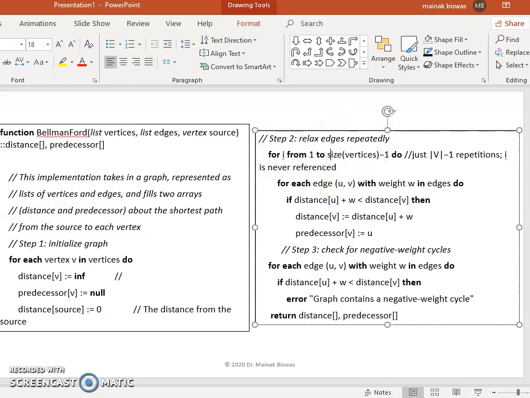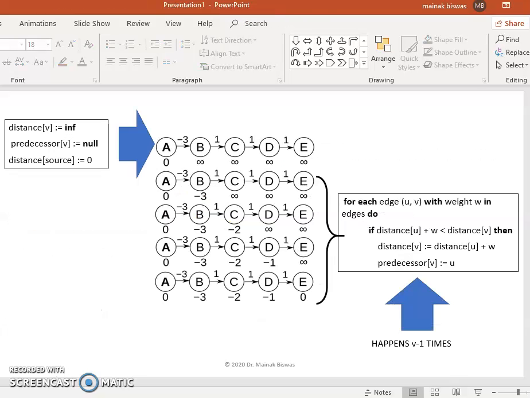We will take a simple example to understand that. Lastly, we try to find out whether there is a negative weight cycle. If there is a negative weight cycle, the algorithm basically fails.